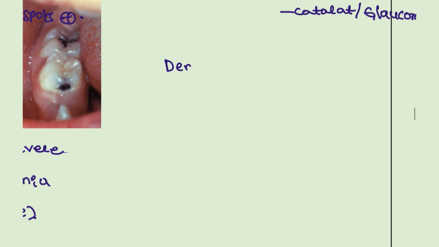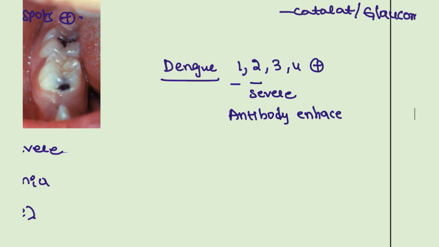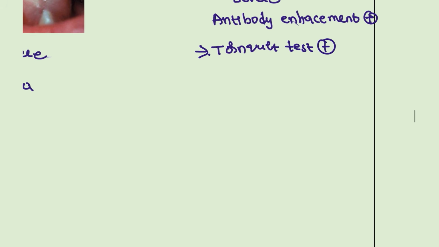In dengue patients, there will be four types of serotypes. The first infection is mild, but the second can be severe because of antibody enhancement. Antibody enhancement is seen in this patient. The test that we can do in the physical examination is the tourniquet test, where you are going to see the patients with the rash.